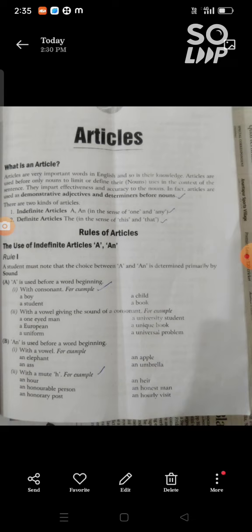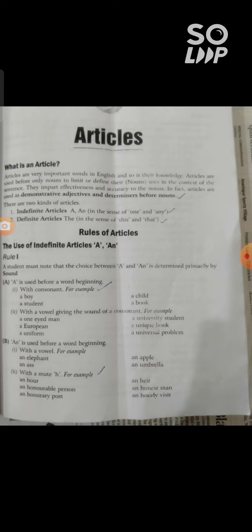Now, definite articles. What is the definition of the definite article? The article which refers to a particular person, place or object is called the definite article. The is called the definite article. Now let us discuss indefinite articles briefly. We have so many rules and regulations about when we use a and an. We get confused a lot here. Where do we use a and where do we use an?